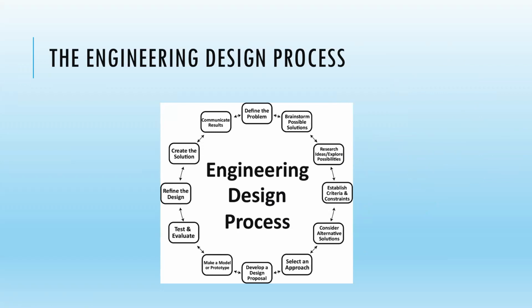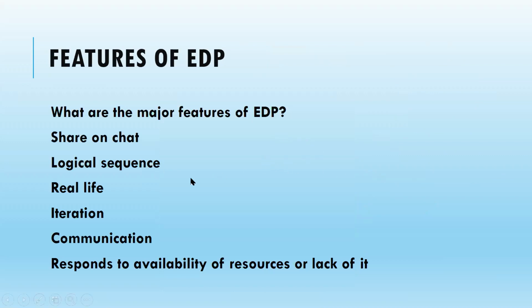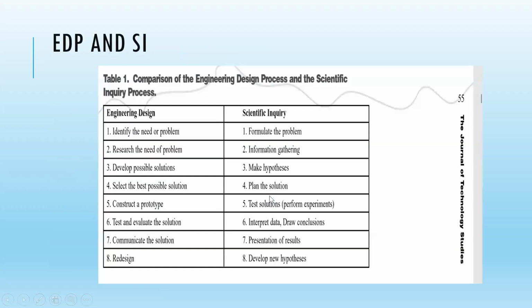So I was trying to make sure that you understand the EDP. Although this was last week's work, it's very important for us to understand. And these are the features of the EDP, why we like it. In one of the readings you had last week, there is a table comparing the engineering design process and the scientific inquiry process. Yes, we read it. This is very important to know, and to help our students understand the difference so that they don't mix between the two. Although they look similar, they're not the same, of course.